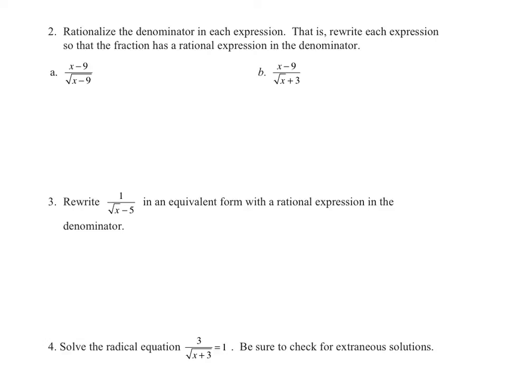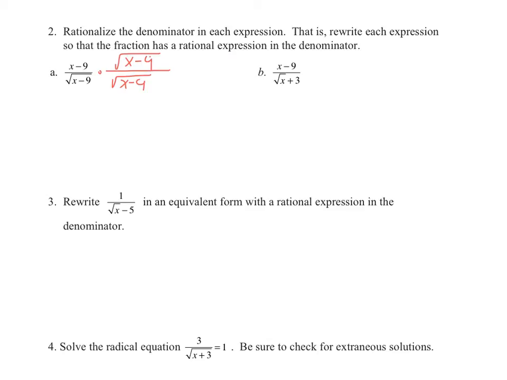On this next page, it's asking us to rationalize the denominator in each expression. That is, rewrite each expression so that the fraction has a rational expression in the denominator. All right, letter A's denominator is a radical. It's an entire radical. The binomial is under the radical, but the whole denominator is a radical. So when your whole denominator is a radical, you're going to multiply by itself, which means you're going to rationalize the denominator. So whatever you do to the bottom, you have to do to the top.